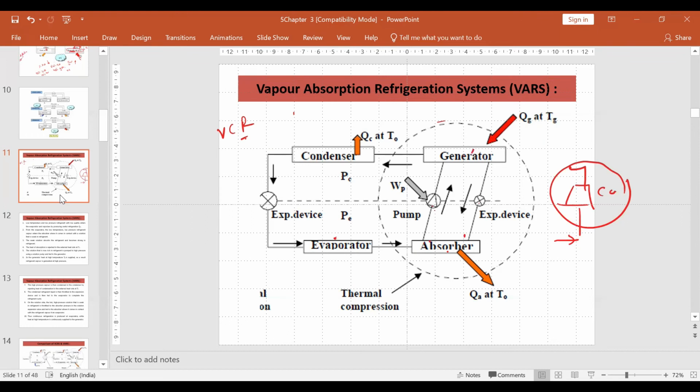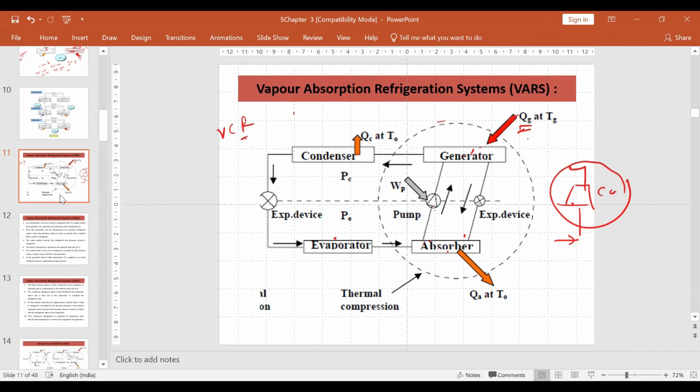So no power is required to run the compressor. Only we add heat. You see, some heat is added in the generator. Generator means generation of solution. Remember, generator is not the simple meaning. What we mean is not a power production generator. No, this is not like this.